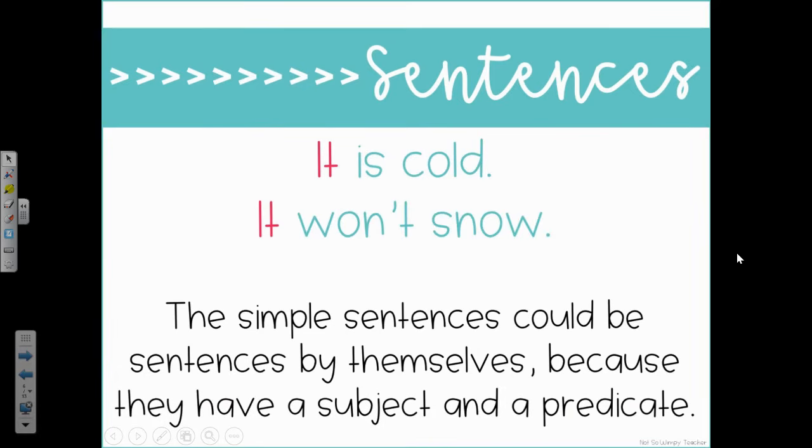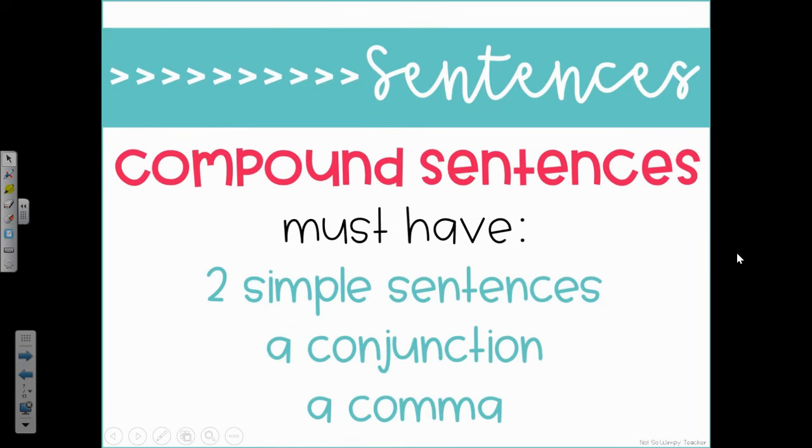Because again, the simple sentences could be sentences by themselves because they have a subject and a predicate. Like, it is cold. The subject is it, the predicate is cold. It won't snow. That could be a complete simple sentence because, again, the subject is it, and the predicate is won't snow. Now, compound sentences must have these things. There must be two simple sentences joined together by a conjunction word and a comma.